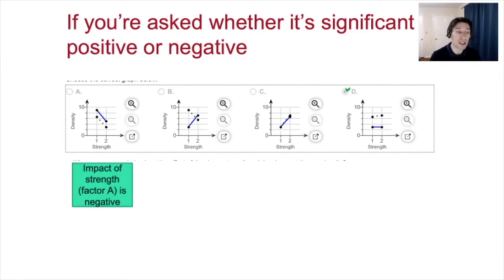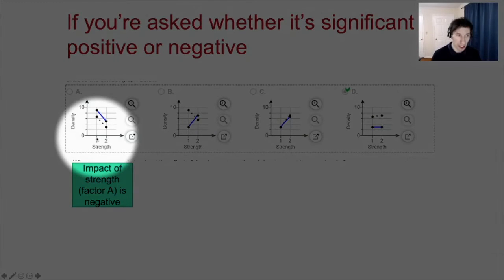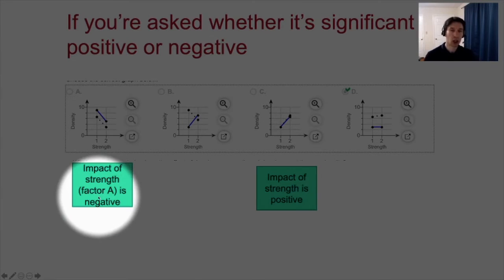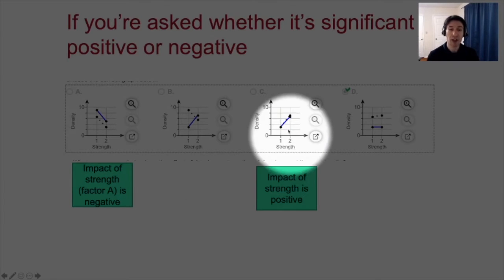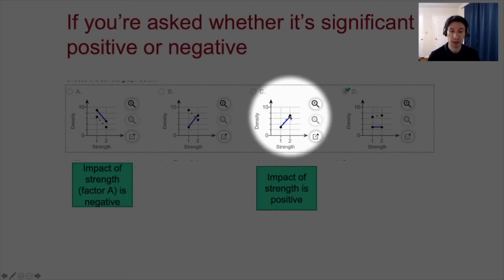But so how do you read this? Well, here you can clearly see that when strength increases, the lines drop. So this is clearly a negative impact of strength. Here you have the opposite. As strength increases, goes from 1 to 2, you get a positive impact of strength.